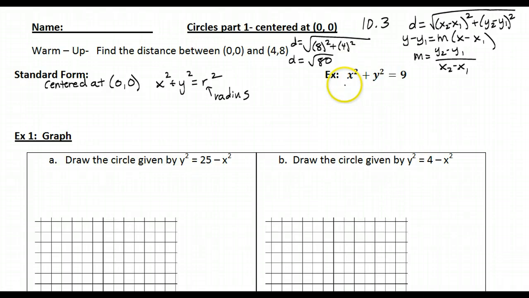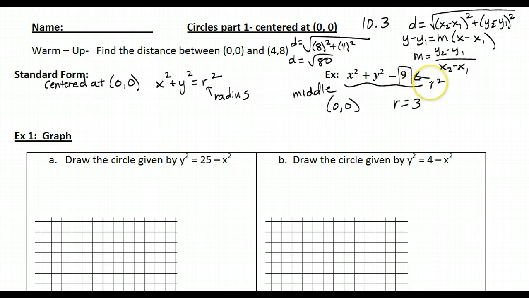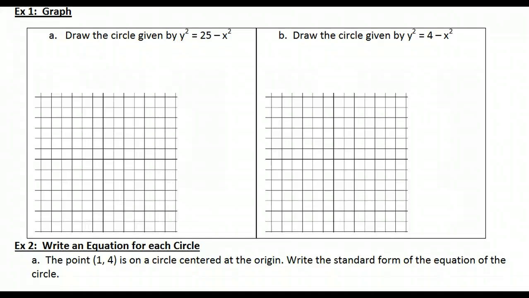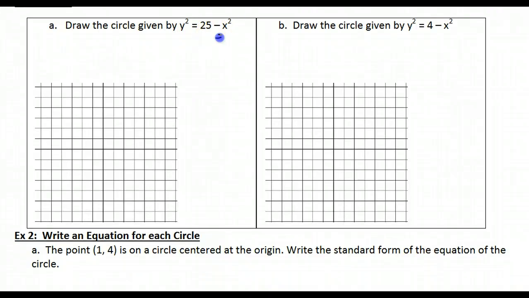So in this example right here, the middle of the circle would be 0, 0, and the radius would be 3 because the number I see right here is actually r squared. So if I square root that, I get 3. The first thing we're going to do today is graph these circles, and you won't see this too often in your book, but if they don't give it to you in standard form, go ahead and rewrite it so it is in standard form. So the first thing I get here is x squared plus y squared equals 25.